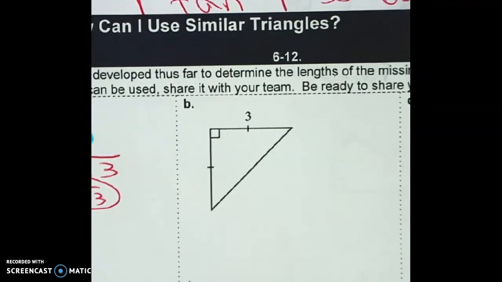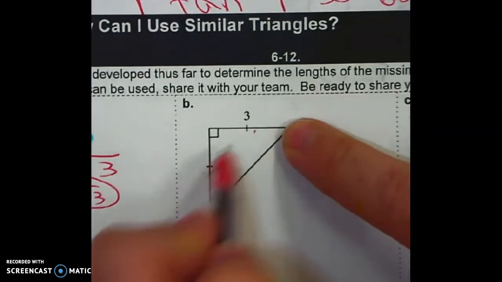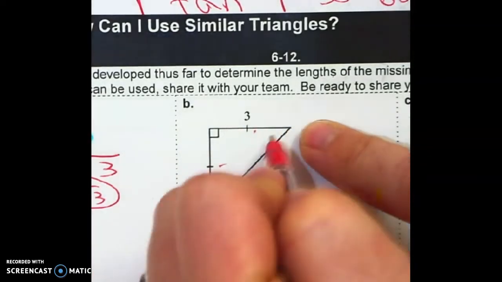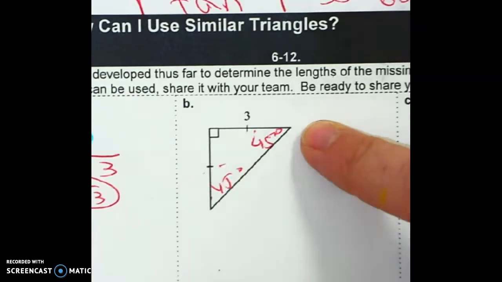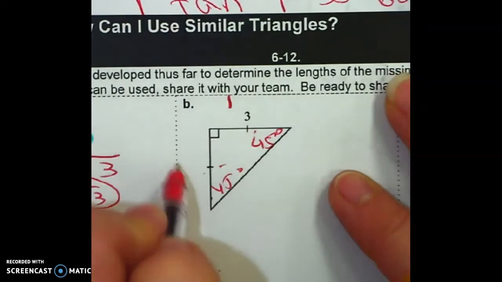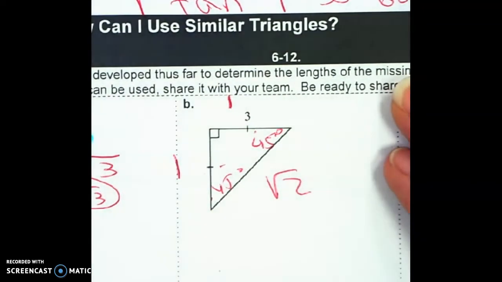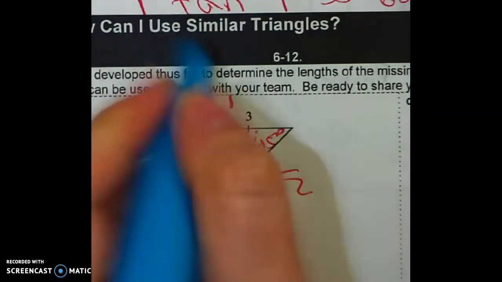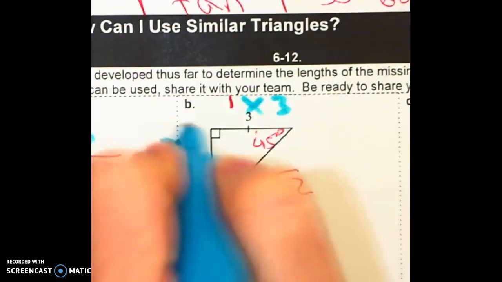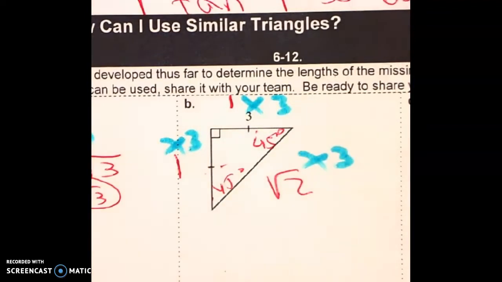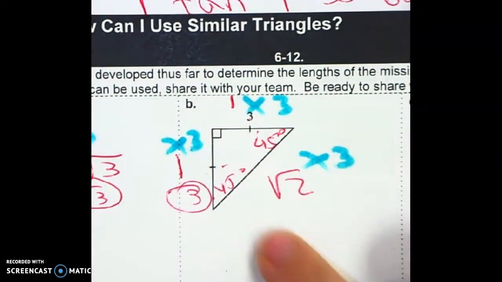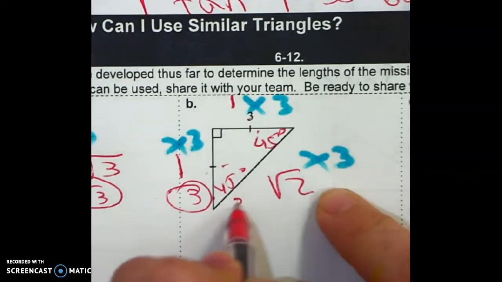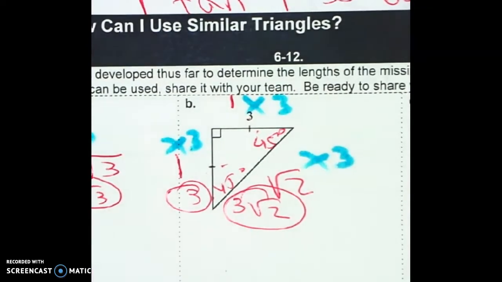Okay? This one, if these two are equal, that means the angles are equal. And if they have to add to 90 degrees, it's a 45, 45, 90. 1, 1, rad 2. So, times 3, times 3, times 3. So that means that this side is 3, this side is 3. And this is 3 times rad 2, which is 3 rad 2. Let's go to the next one.